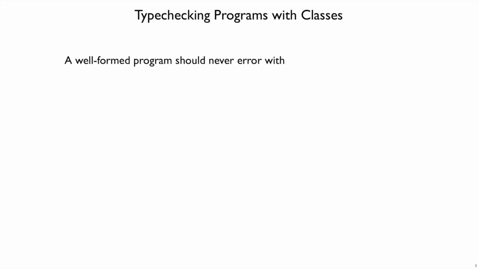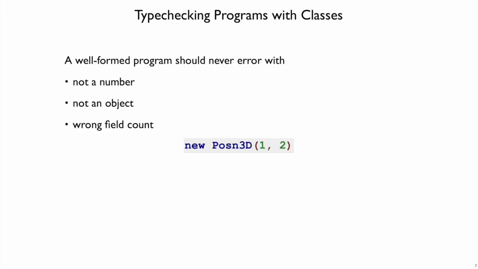And among the errors we want to rule out are the not a number error, where you have an object and try to add it, or the not an object error, where you have a number like 1 and you try to call a method on that number, or look up a field from that number. So numbers are going to be distinct from objects in this language. We also want to rule out the case that you try to instantiate a class with new, but provide the wrong number of arguments, the wrong number of fields, because that would also lead to an error at runtime.